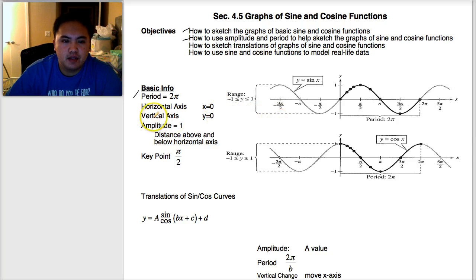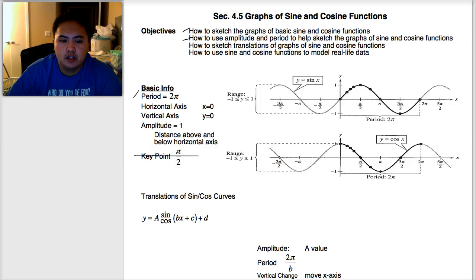You don't have to worry about horizontal and vertical axis. But remember, the amplitude is 1. Amplitude meaning how high does this go. So it always goes as high as 1 and as low as -1. So this is for sine x and cosine x. And then don't worry about key point. I don't even know where they got that from.